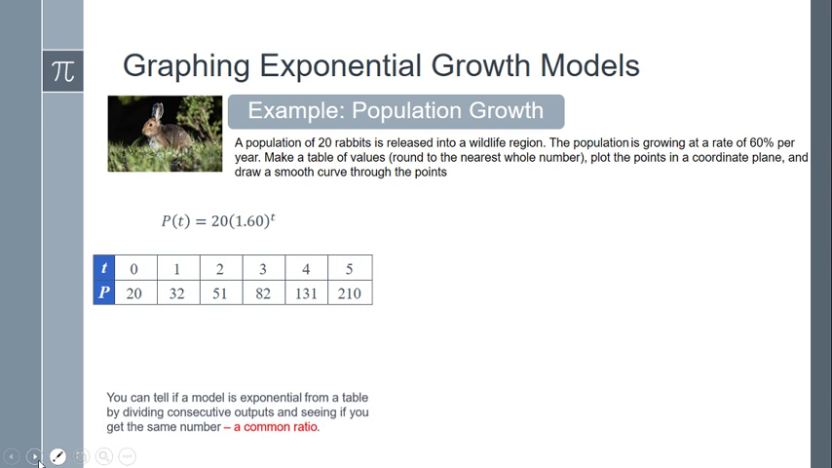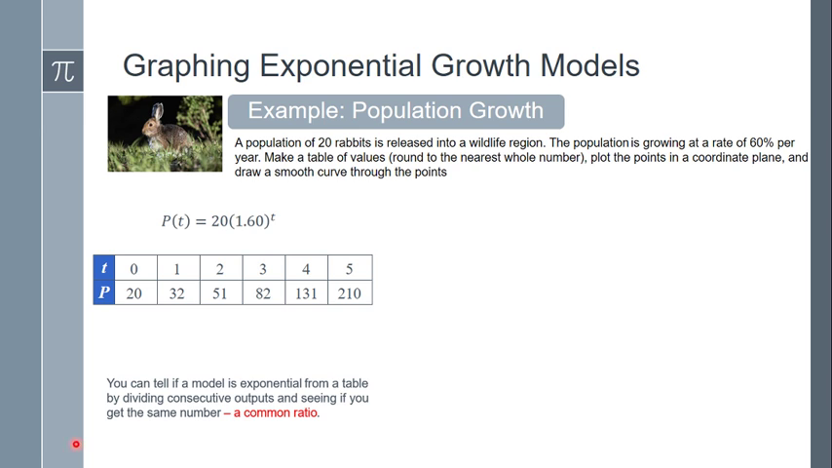Now, there's another way you can tell a model is exponential, by just looking at a table. So suppose I was just given the table. Now we know that this table does represent an exponential growth model because we generated it using our exponential function. But supposing I didn't have the exponential equation, and I had just the table, and I was asked, does this represent data that is exponential? What I would be looking for is that between consecutive terms I had a common ratio, that I was either multiplying or dividing by the same number.